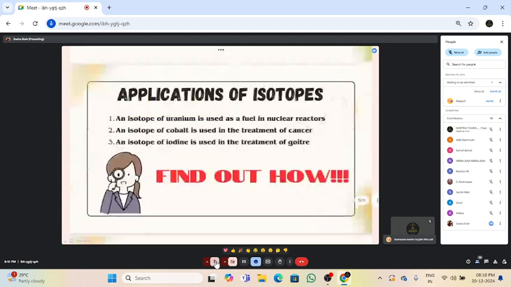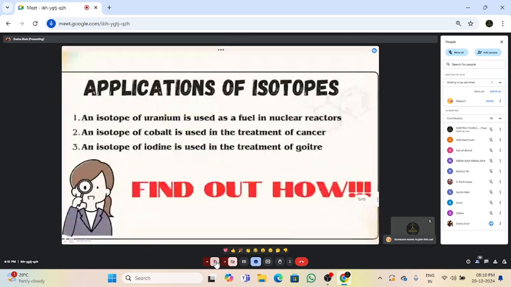This is your biggest task for today. Understand this. I am just giving you the applications of isotopes: how isotopes are used, where isotopes are used. You have to find out why and how they are used in certain fields.